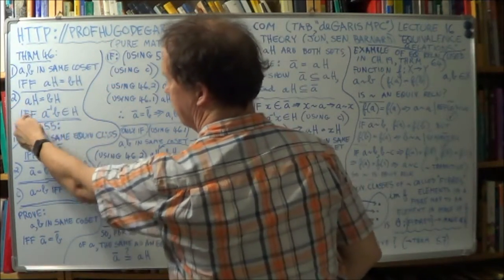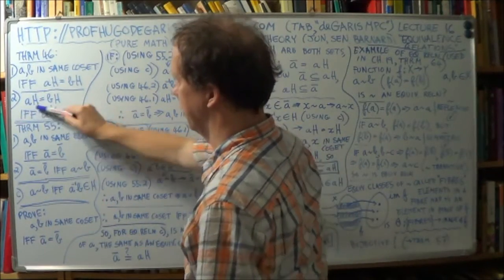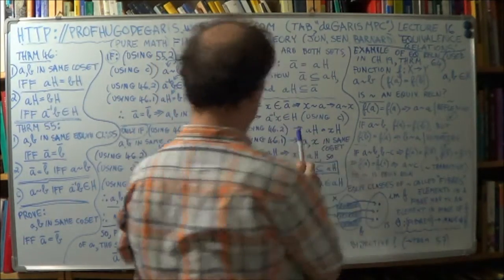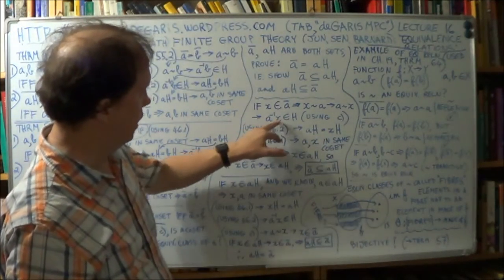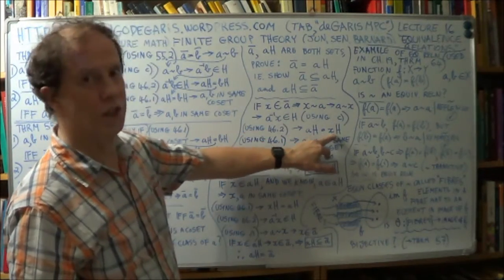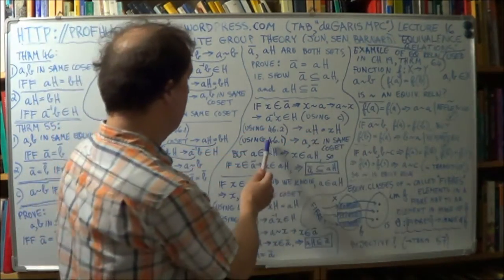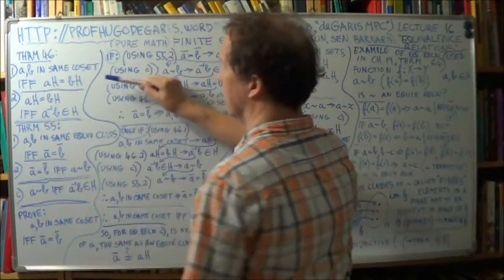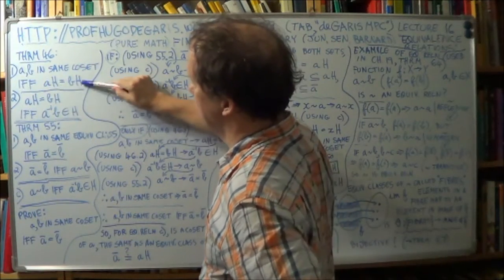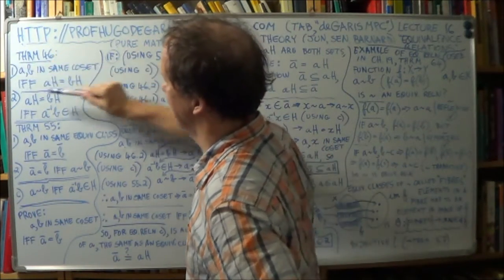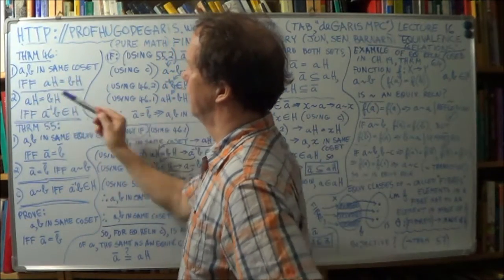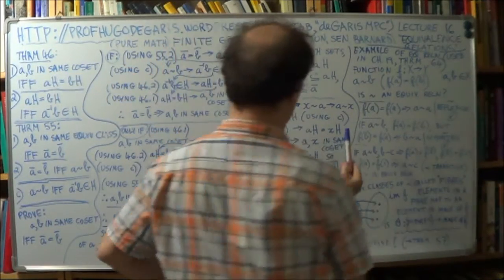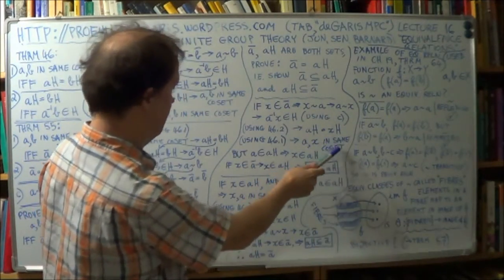so now it goes both ways, right? It's an if and only if. So if that's true, that's true. Now we've got that, therefore we can deduce AH equals BH. Well, we're talking X's now, so AH equals XH. So we've got that. And now using 46.1, so we've got AH equals XH, and now use 46.1. So AH equals XH, then A and X are in the same coset. Right? There's an if and only if goes both ways. So we've got AH equals XH, therefore A and X are in the same coset. Okay?